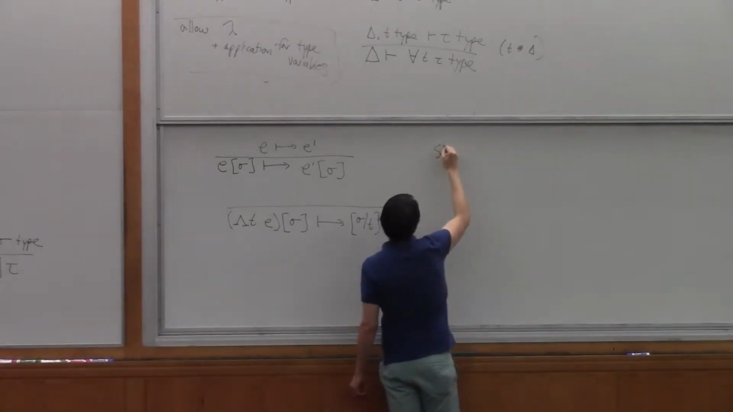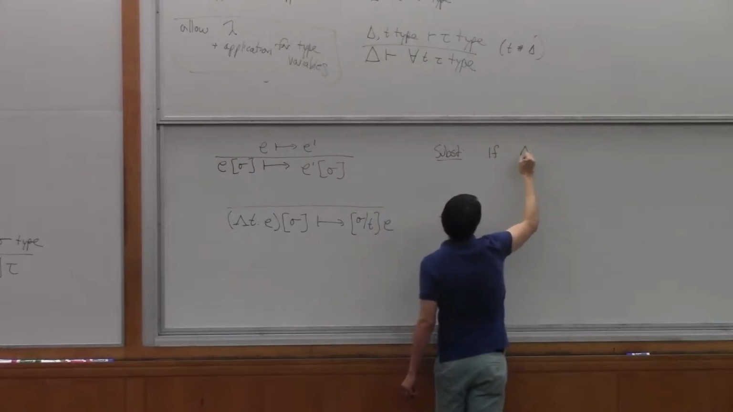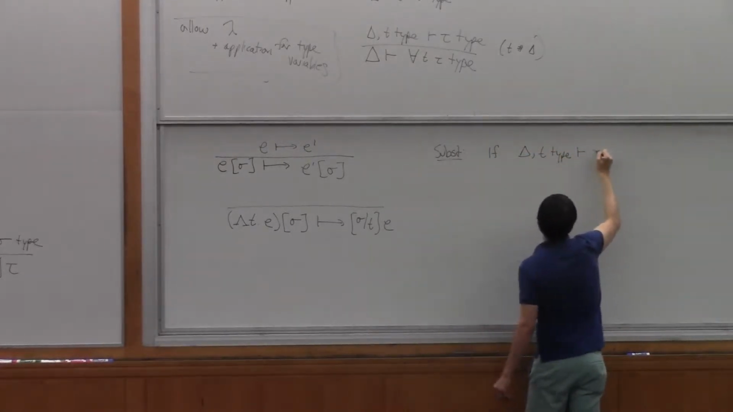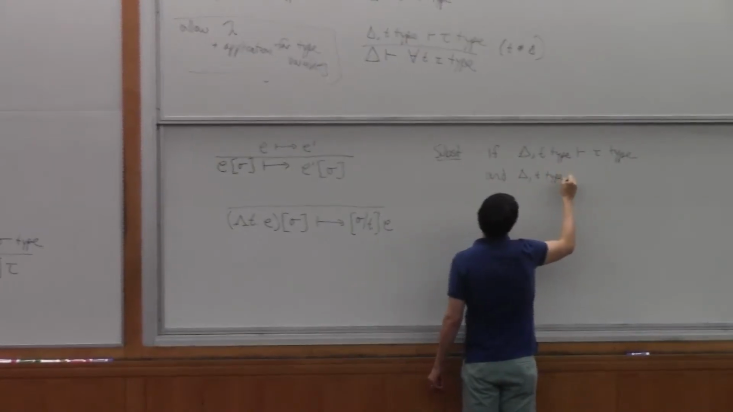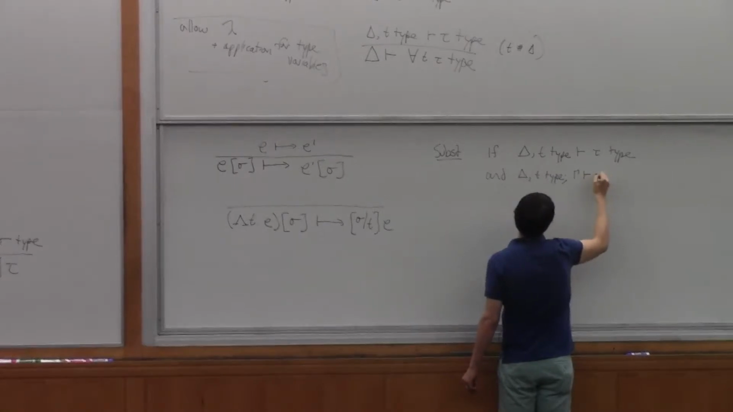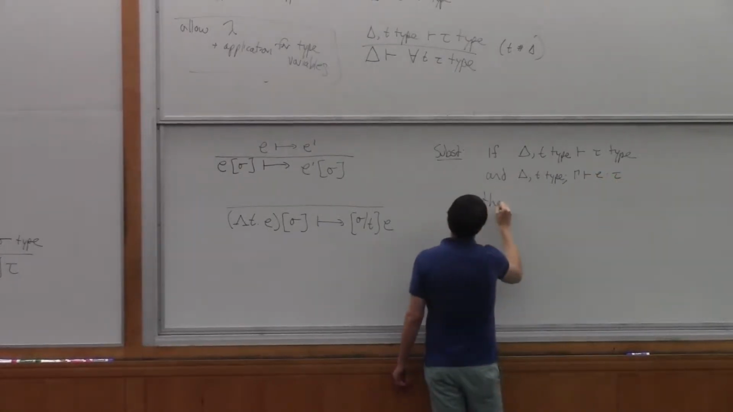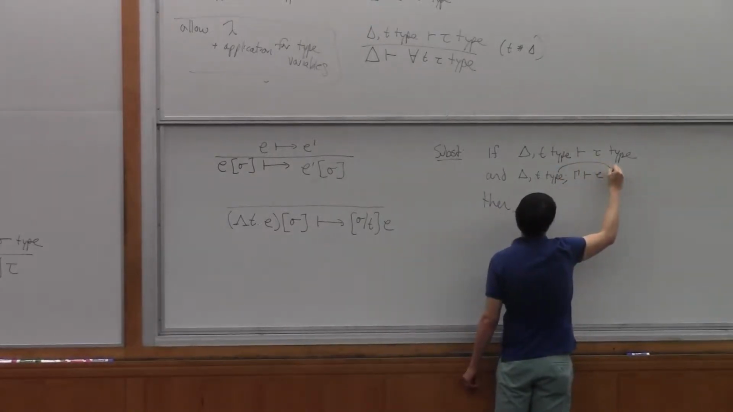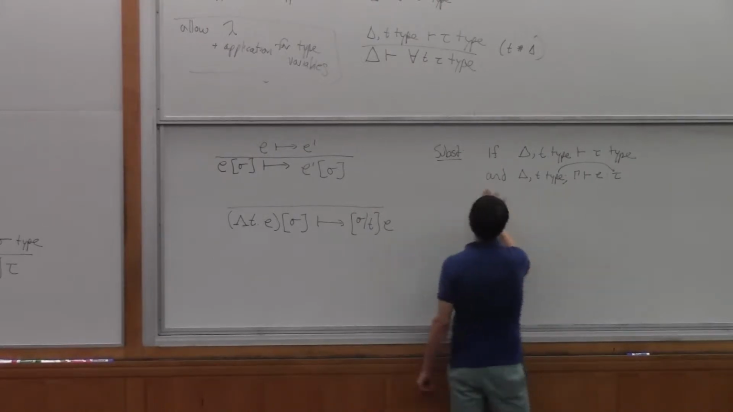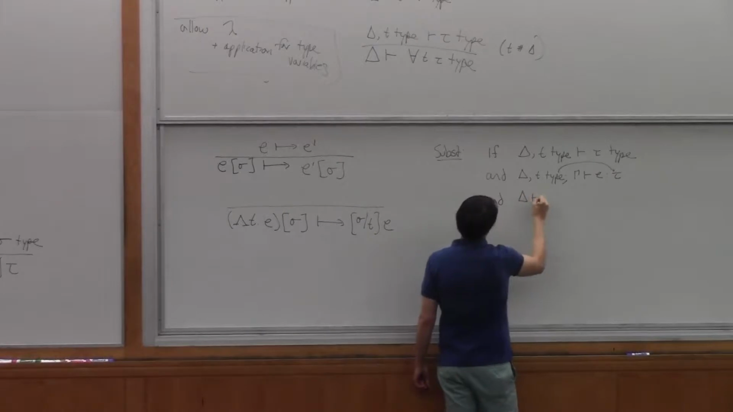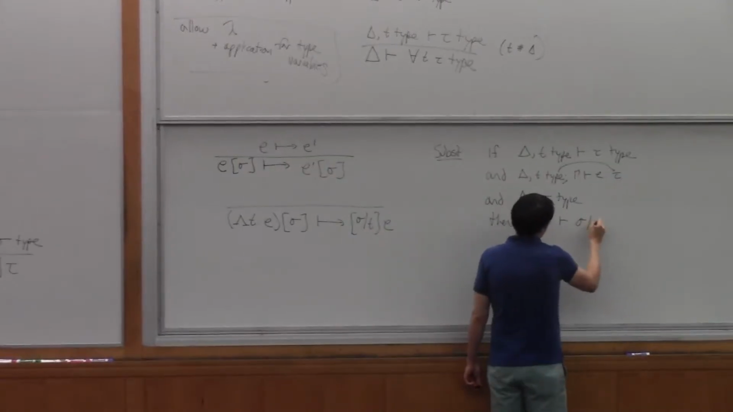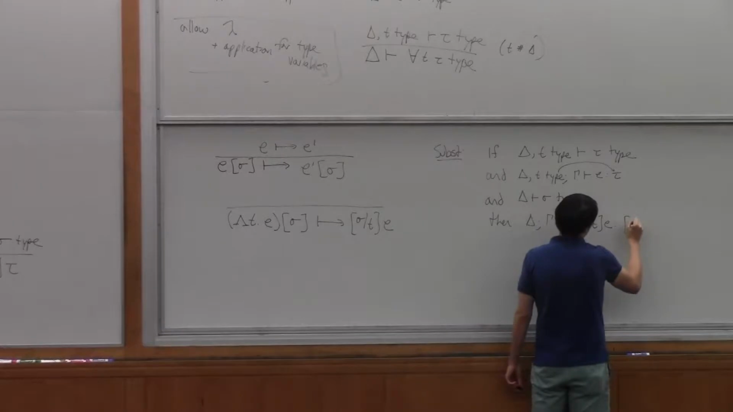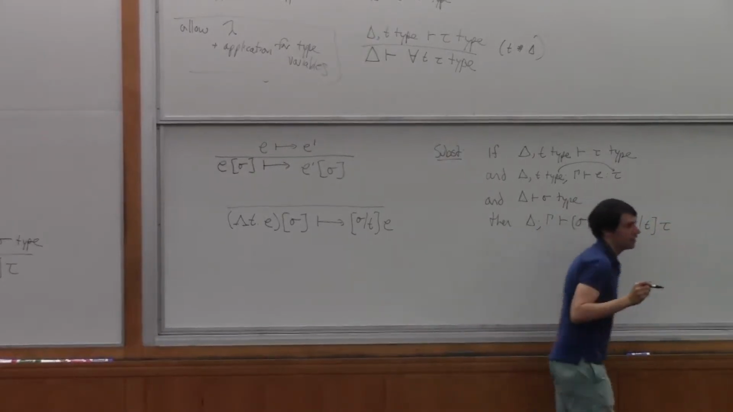Okay, and so the substitution principle that we need is that if delta, assuming t is a type, proves tau is a type, and delta, assuming t is a type, gamma proves E colon tau, then where, in this case, that type can occur over there, and delta proves sigma is a type, then delta gamma proves plug in sigma for t in E has type plug in sigma for t in tau.